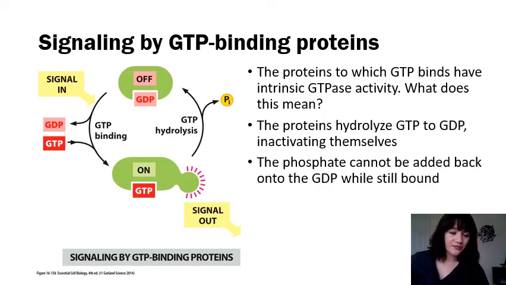Again, you cannot add that third phosphate group back onto the protein to reactivate the enzyme. Instead, you have to get rid of the GDP and replace it with a new molecule of GTP.